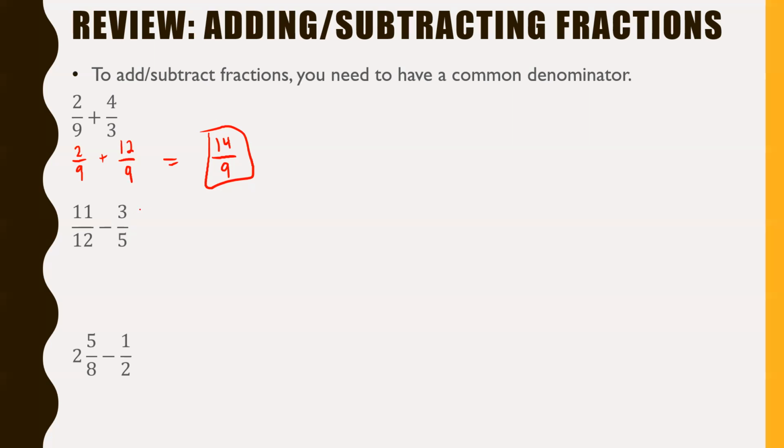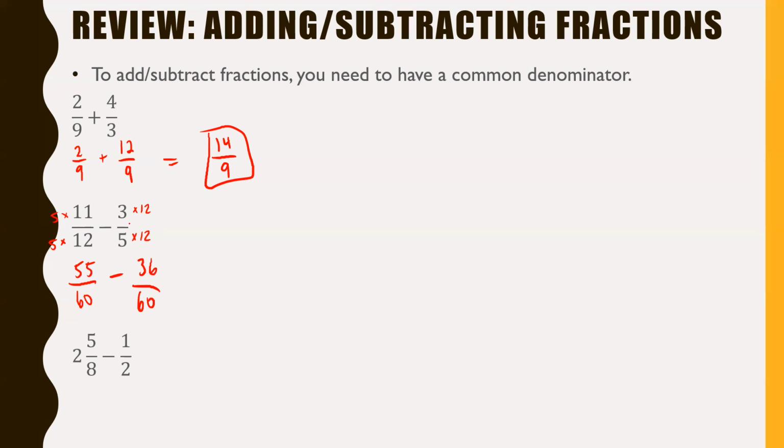Next one, 11/12 minus 3/5. There's not a number that's obvious in my head right now that I could use to change both of these. So a way to cheese this is to multiply each fraction by the other one's denominator. If I multiply this 11/12, both the top and the bottom, by 5, that gives me 55/60. Then I can multiply this other one by 12 on the top and the bottom. So minus 3 times 12 is 36 over 5 times 12, which is 60.